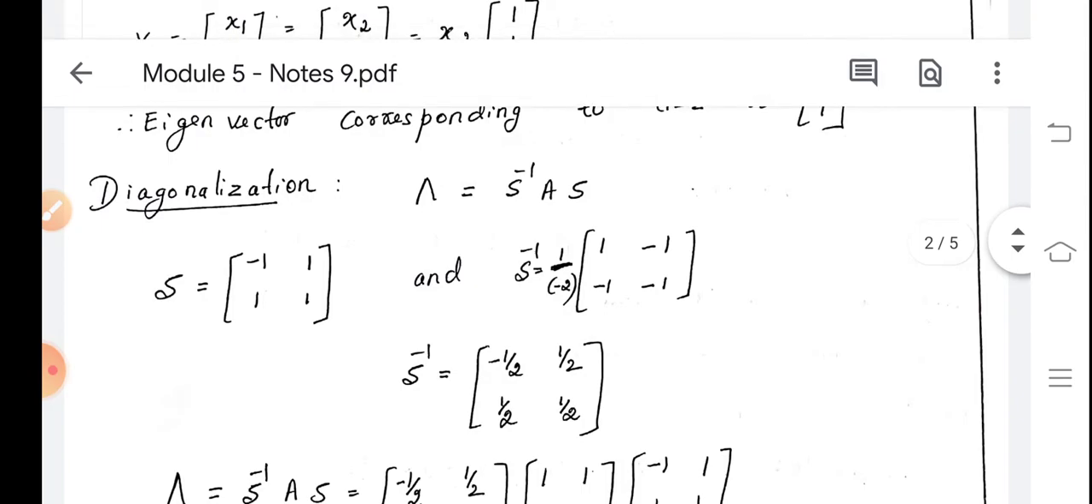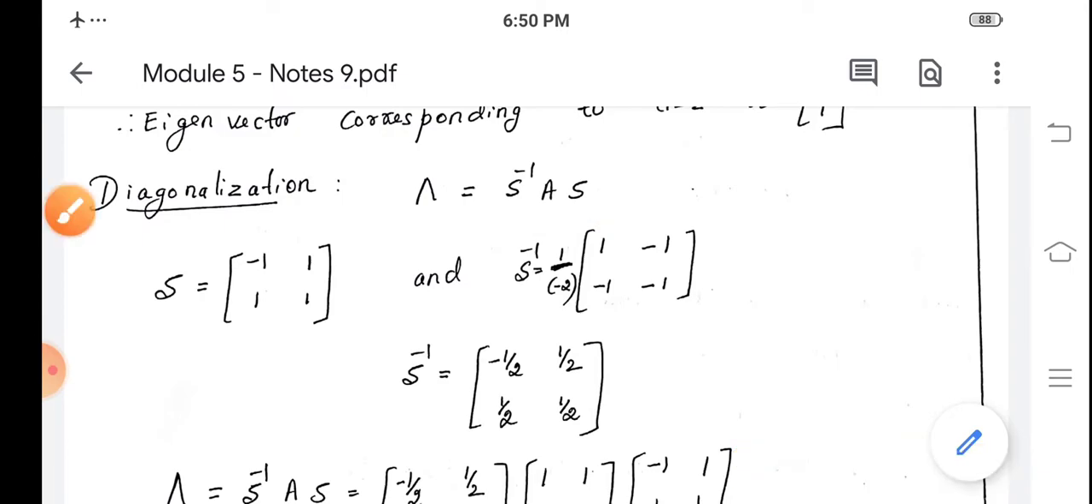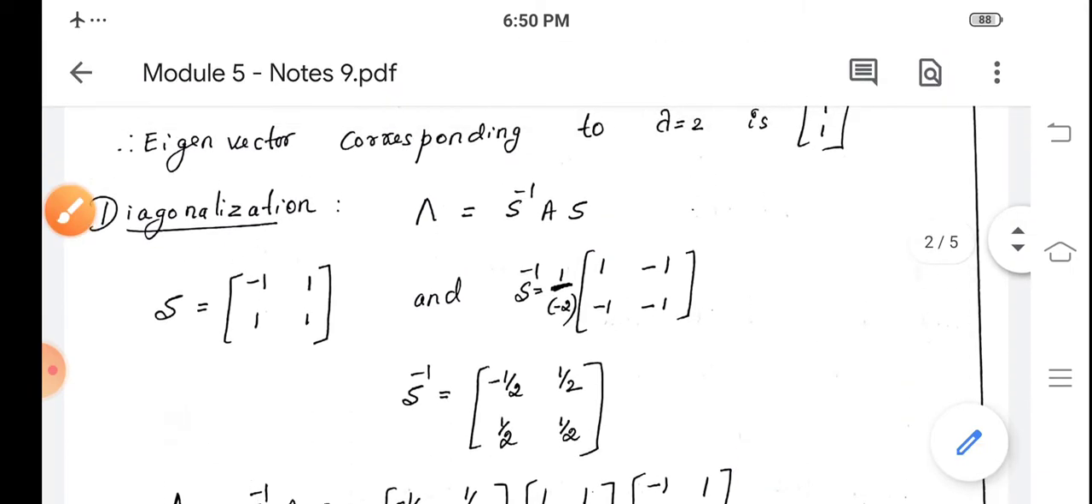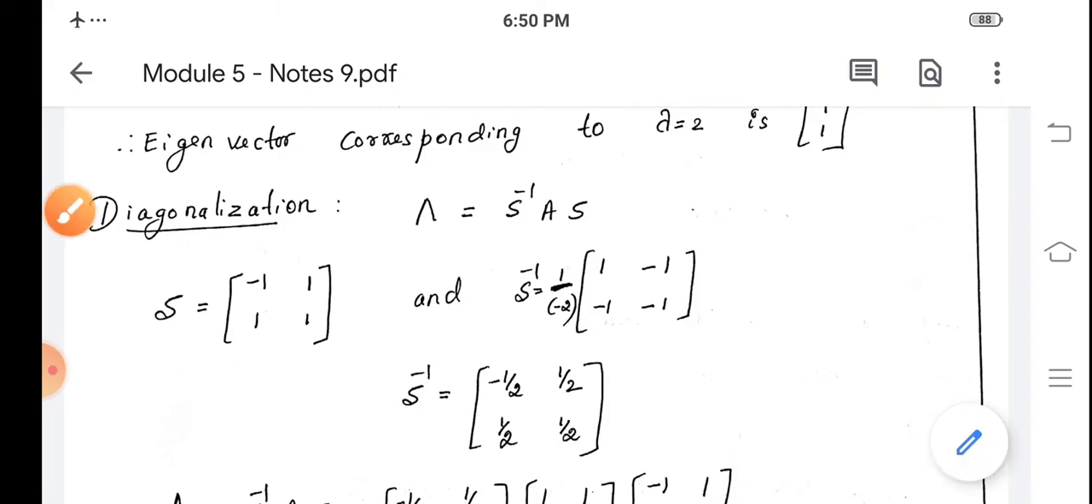Now diagonalization is capital lambda equal to S inverse A S, where S is the eigenvector matrix. We write S is equal to first column, the first eigenvector corresponding to the first eigenvalue, that is (minus 1, 1).